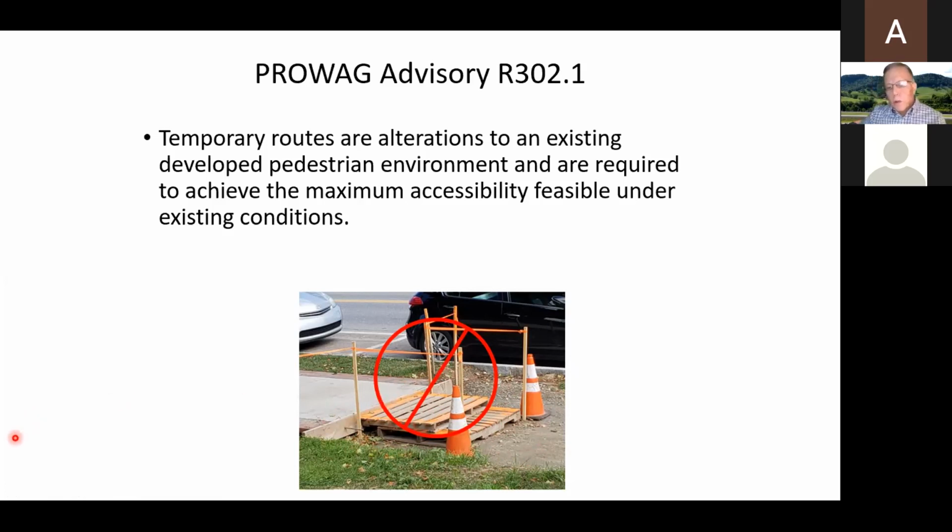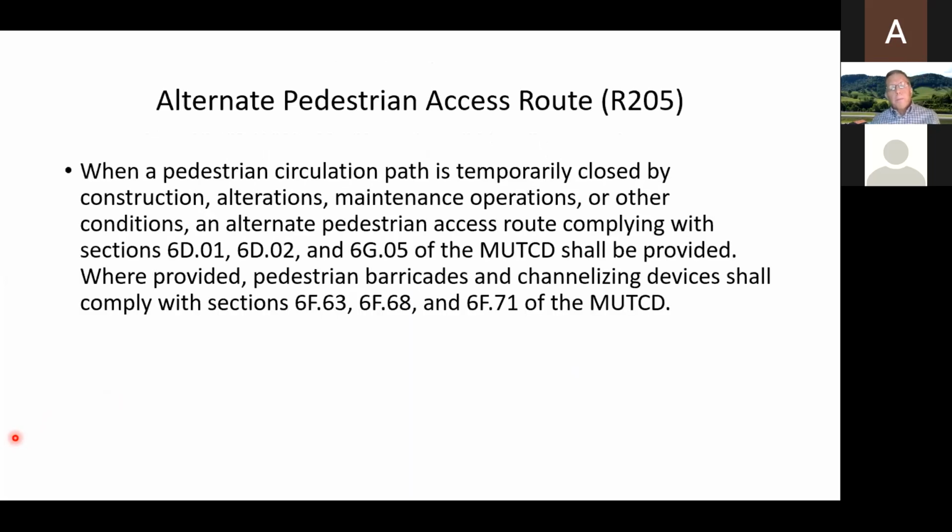I think if you look closely, you'll agree there's some safety issues there as well. So this would not comply with the elements of PROAG. There's also, we'll talk today about what's called the alternate pedestrian access route. When a path is closed temporarily, there has to be an alternate pedestrian access route that is accessible.